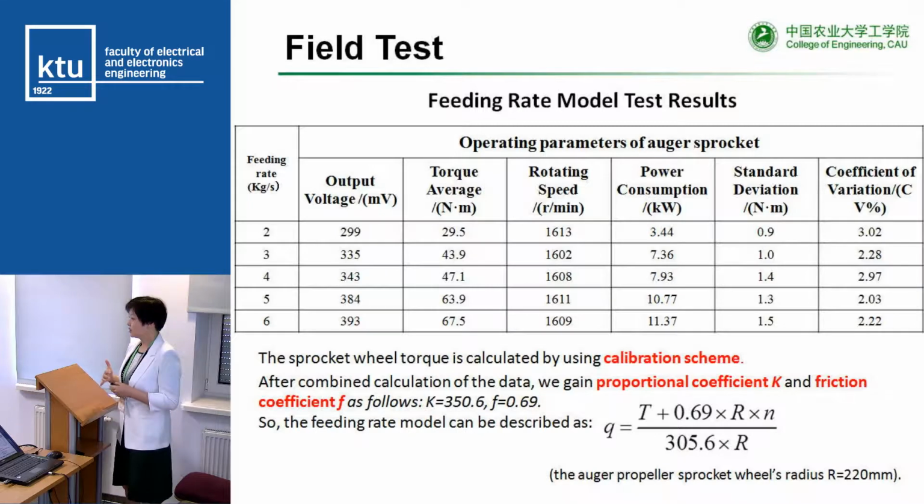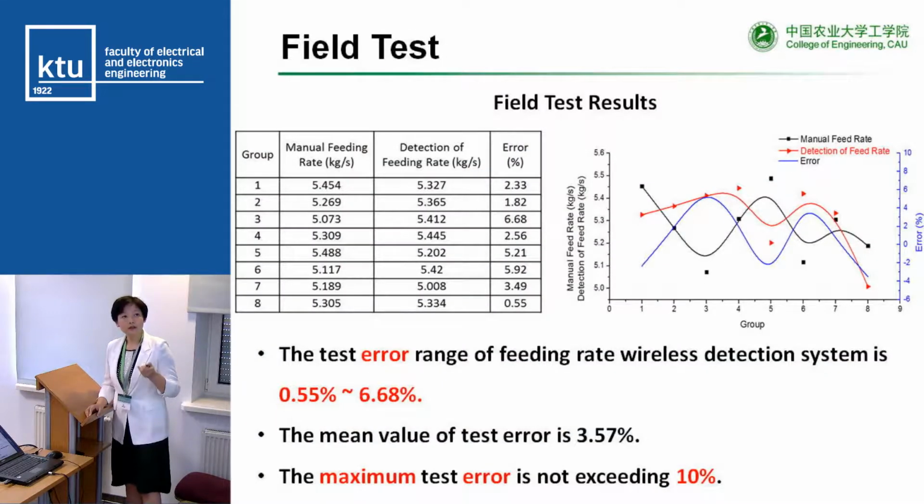The field test is separated into two parts. One part is the calibration part. For this part, we will do some experiments to make sure of the coefficient K and the coefficient F of this test. And after this, we will do the real field test.